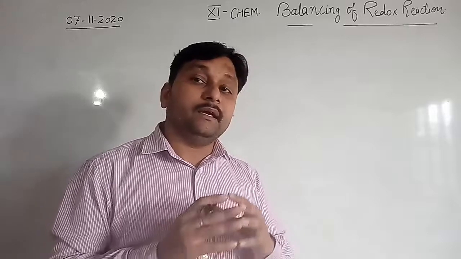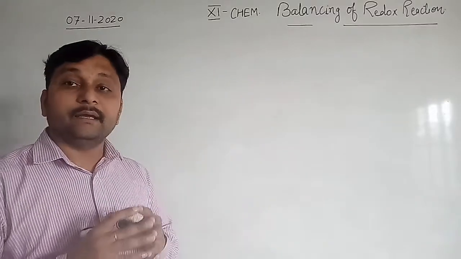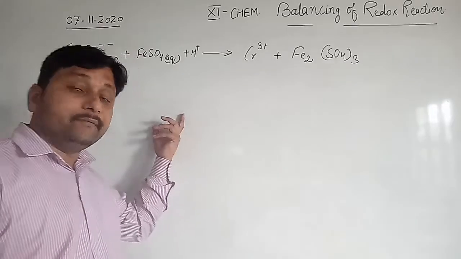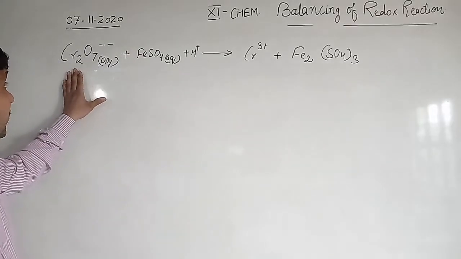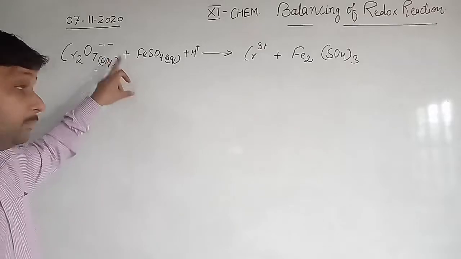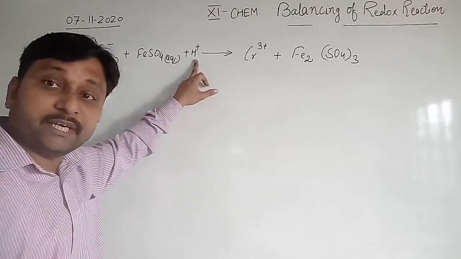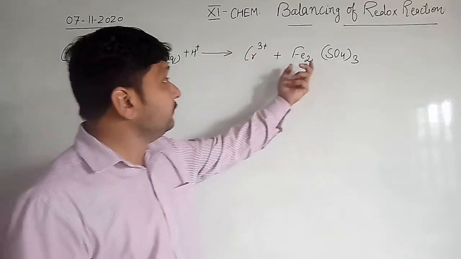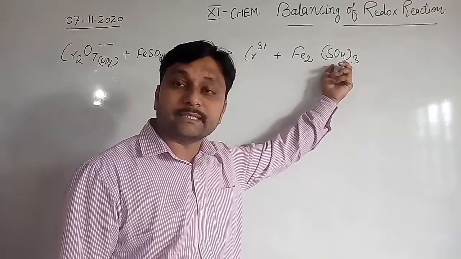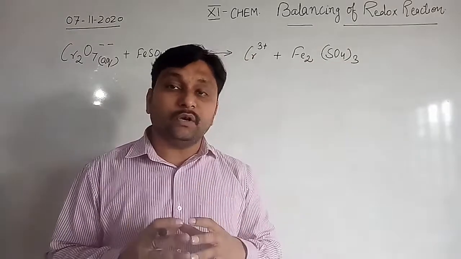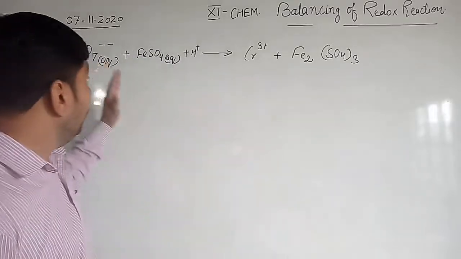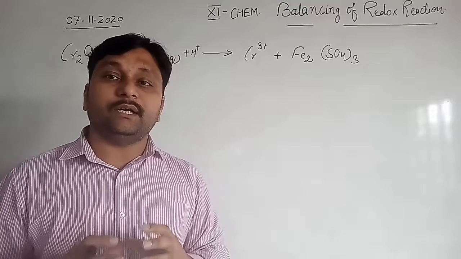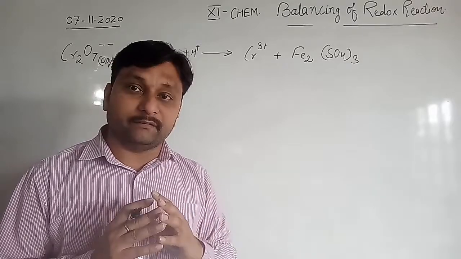Clear? So now we write a chemical redox reaction. Cr2O7 2 negative plus FeSO4 plus H ion gives Cr3 positive plus Fe2(SO4)3. First of all we write all the given compounds, and those that are not in the ionic phase, we convert all the compounds into the ionic phase.